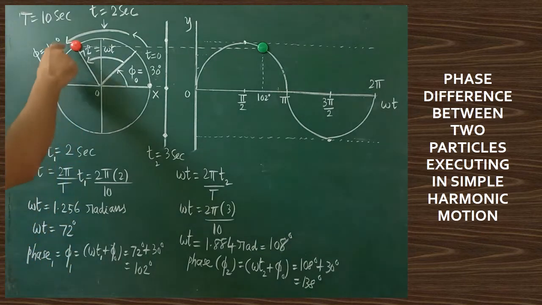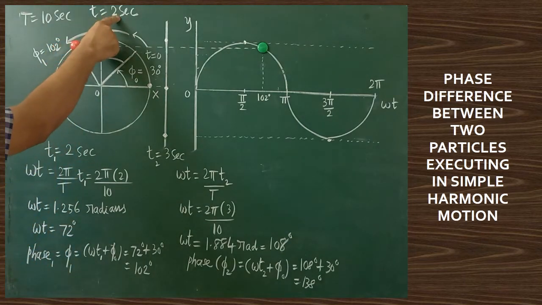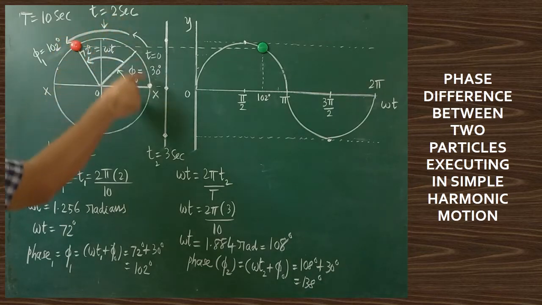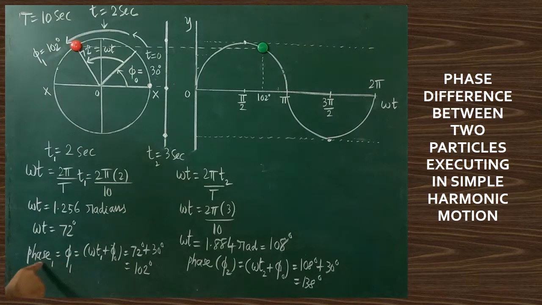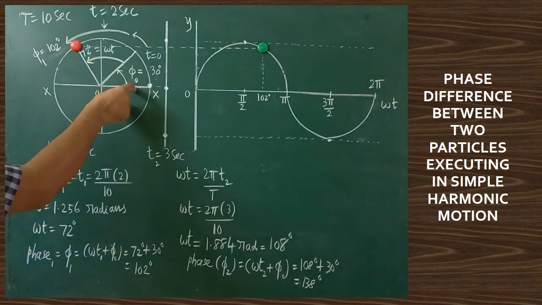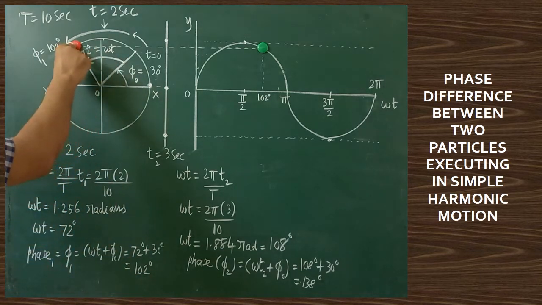Are you clear? So how to calculate the phase of the particle after 2 seconds? This is the position of the particle after 2 seconds. How to calculate the phase of the particle? The phase of the particle, phi 1, is angular displacement plus initial phase. Substitute both, you will get 72 degree plus 30 degree. If both are added, you will get 102 degree. The total angle is 102 degree, so 102 degree is the phase of the particle, which you should not forget.